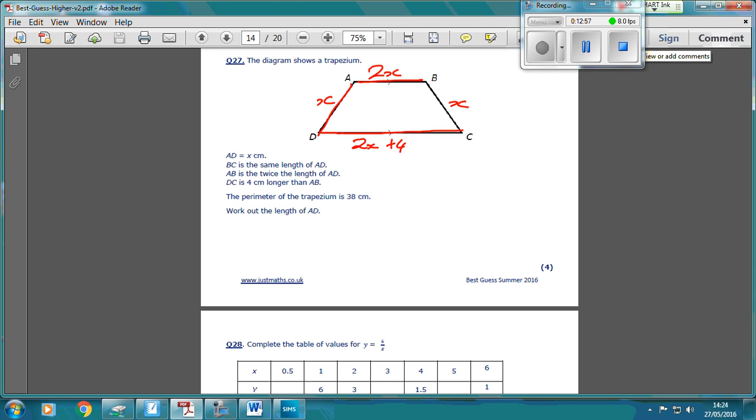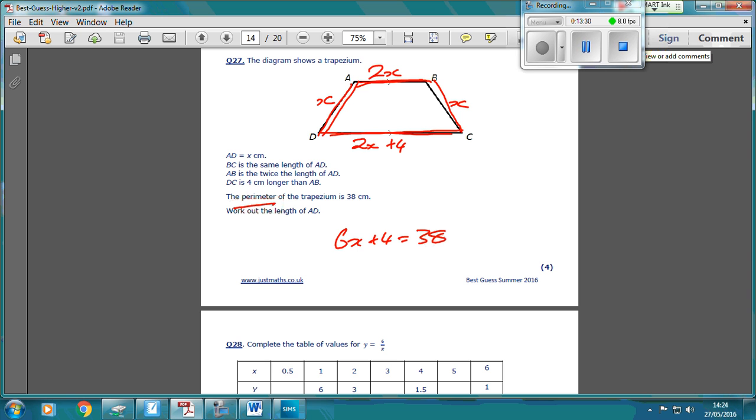Now we're told that the perimeter is 38. This is one of those algebra questions where you've got to construct it yourself. If it tells you the perimeter, you know the perimeter is all the way around the outside. So if we add up all the way around the outside, that's going to be x plus 2x plus x plus another 2x. That's 1, 2, 3, 4, 5, 6 x's. Then we've got that plus 4. So that is what the perimeter is in terms of algebra. We're also told that it's 38 centimeters. So now we've got 6x plus 4 equals 38.